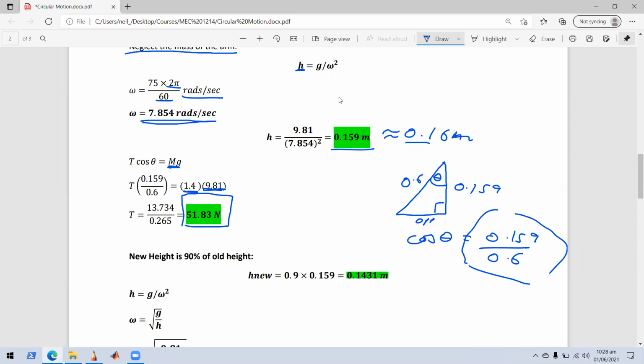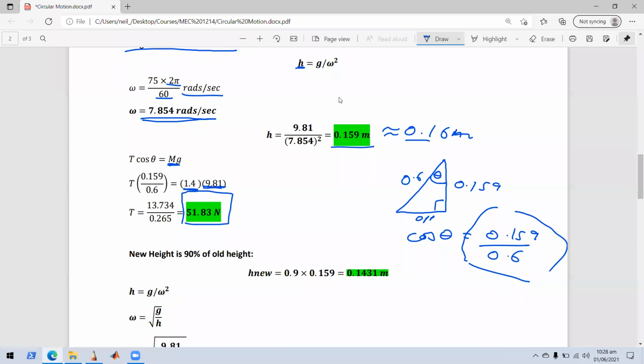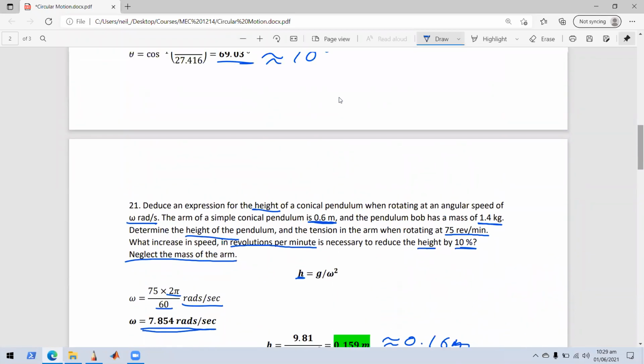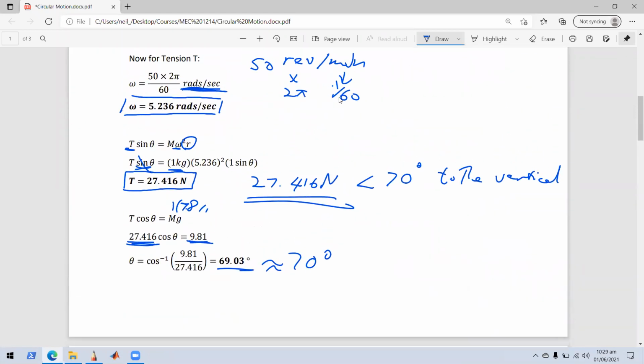Now, you can just as easily go about finding tension using the other formula, right? Using this formula we had just now.